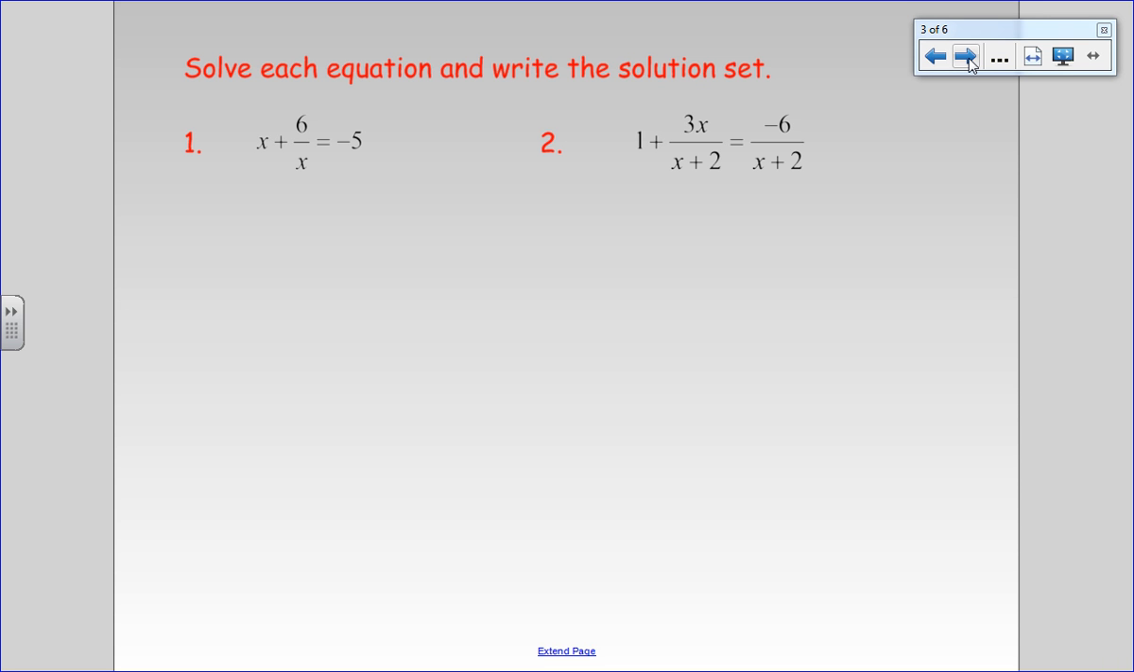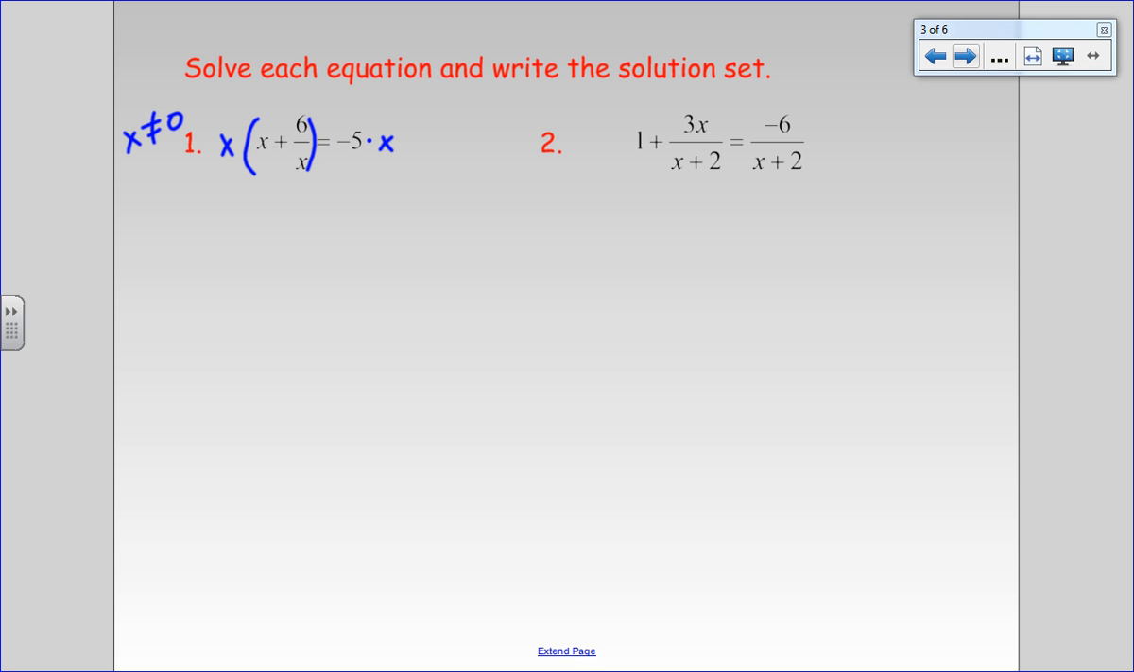Our first equation is x plus 6 over x equals negative 5. Since the only denominator in this equation is x, the only restriction is that x cannot equal 0. That's the only value that would make a denominator equal to 0. X is also the LCD, so we can start by multiplying both sides of the equation by x.